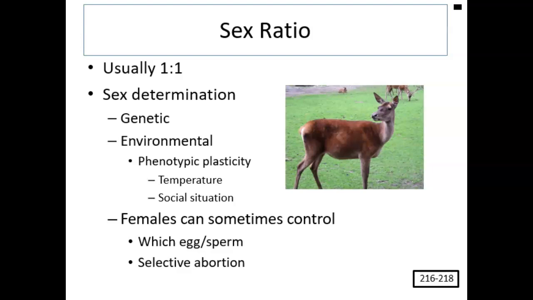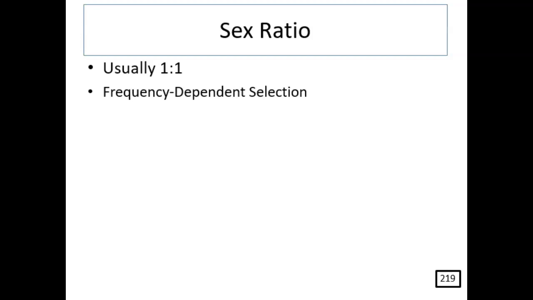Alright, we'll continue our discussion of sex ratios. That sex ratio, again, is usually 1-to-1 in most organisms. One way that this can be maintained is through frequency-dependent selection. So what this means is, if there's a situation where there are a lot of males in the population, then females become more evolutionarily desirable, because that means that there will be a better chance of those females contributing to the next generation. And so if there are a lot of males, the selection will be for more females. If there are a lot of females, the selection could be for more males.